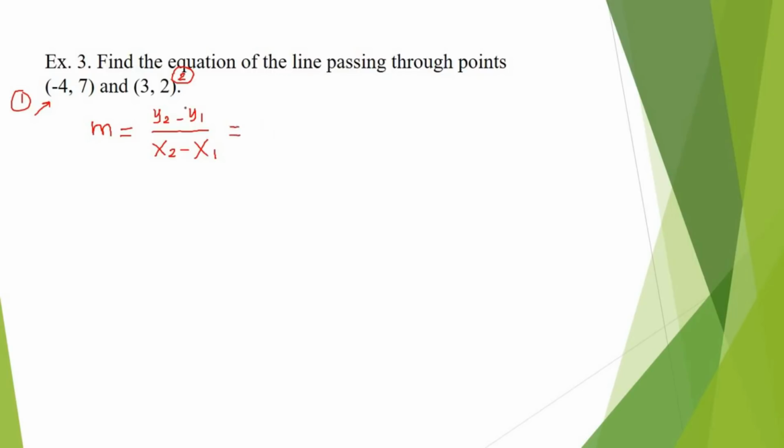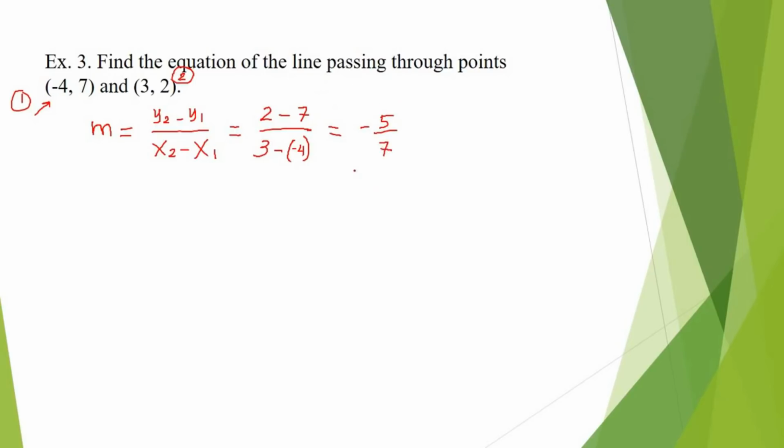So our m is equal to, our y2 is 2, our y1 is 7, over x2 is 3 minus our x1 is negative 4. So the slope of our line is simply equal to negative 5 over 7.